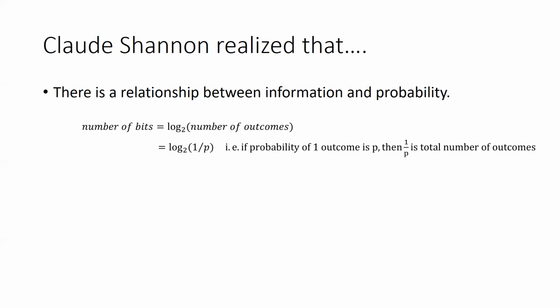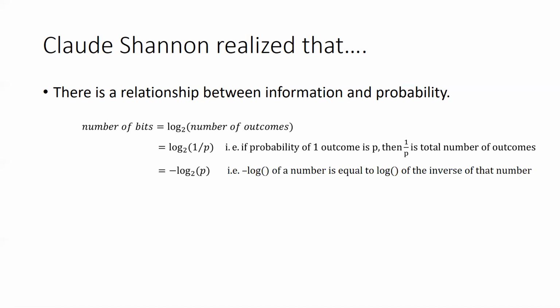And we can think of probability in this situation. So when we talked about logistic regression, we found a way to relate odds and probabilities. Here we can relate the number of outcomes or the number of states in a system as 1 over the probability. So this means that if probability of one outcome is P, then 1 over P is the total number of outcomes.